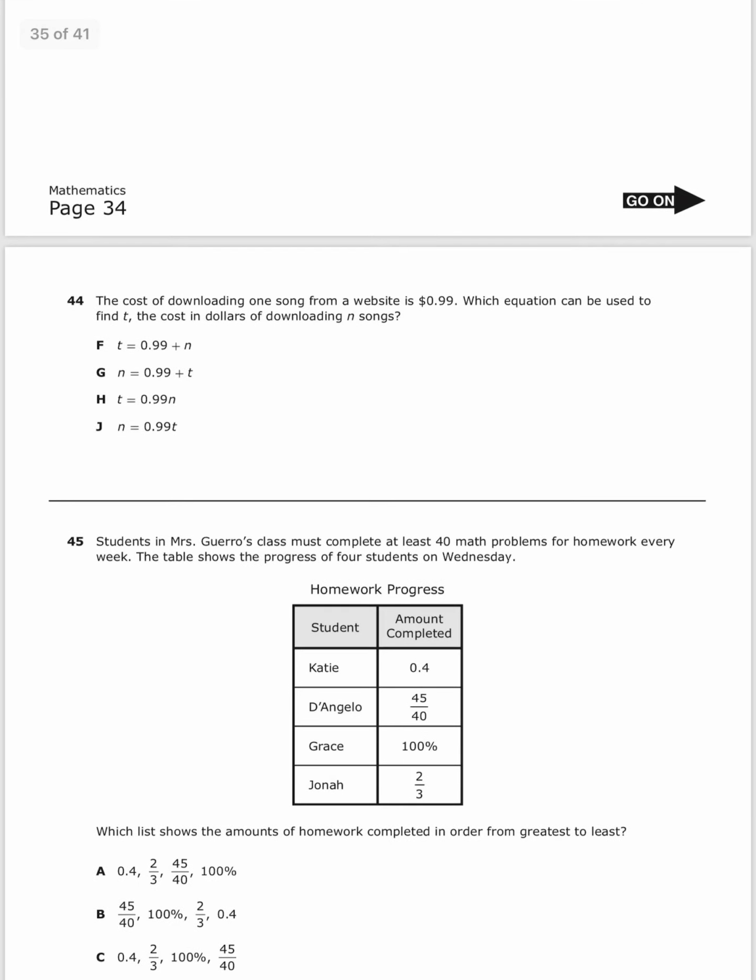Okay, the cost of downloading one song from a website is 99 cents. Which equation can be used to find X, the cost in dollars of downloading N songs? So if I wanted to download a certain amount of songs, I would have to multiply the number of songs times 99 cents to find the total cost. So our answer is H. Because the total cost stands for T, and dollars and downloading the songs would be N.